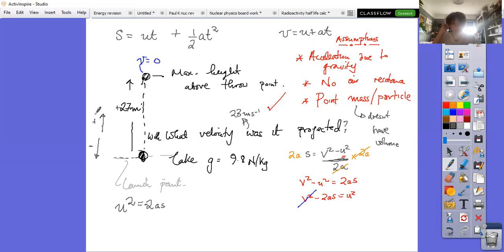Now gravity, or the weight itself, but gravity in particular, we know acts towards the center of the Earth. So that's acting in a downwards direction. So my gravity, I will give a negative sign.